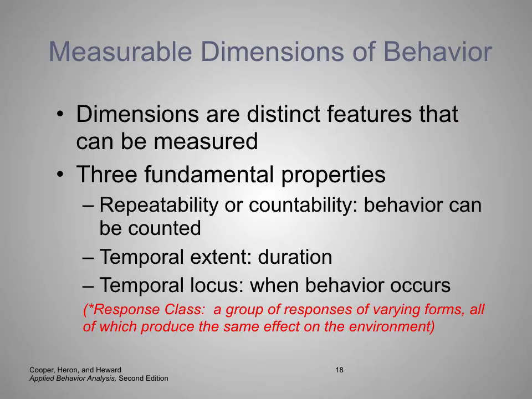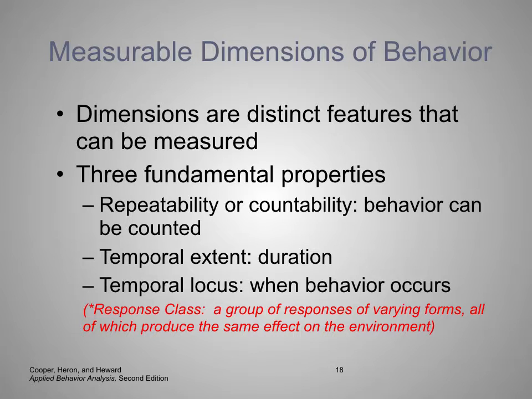Behavior has features that can be measured because behavior occurs within and across time. It has three fundamental properties, also called dimensional quantities, that behavior analysts can measure. These three properties include repeatability, also called countability, temporal extent, and temporal locus. So repeatability or countability: instances of a response class can occur repeatedly through time. So we can count the behavior.